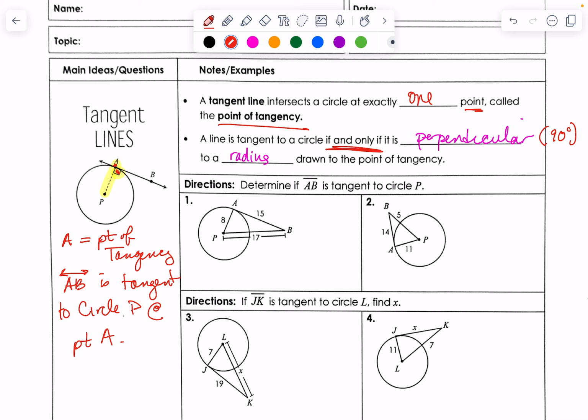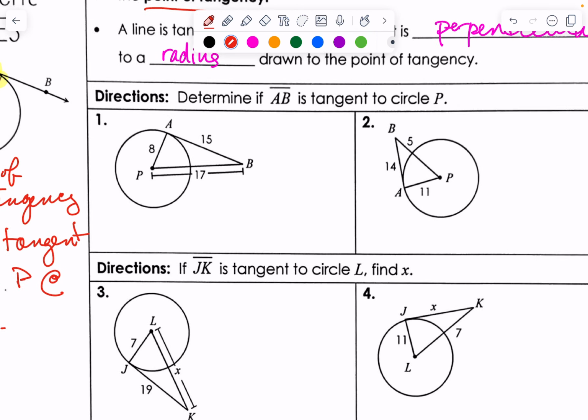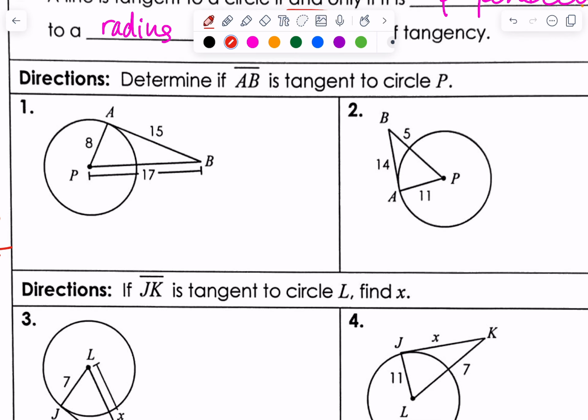So when we're trying to determine if a line is truly tangent, meaning it only intersects a circle at one point, then we can use the Pythagorean theorem to determine if that line truly is tangent or just appears to be so. So let's look at the first two examples. We're trying to determine if AB is tangent. If it's tangent, then it will be perpendicular. We just don't know if it is yet.